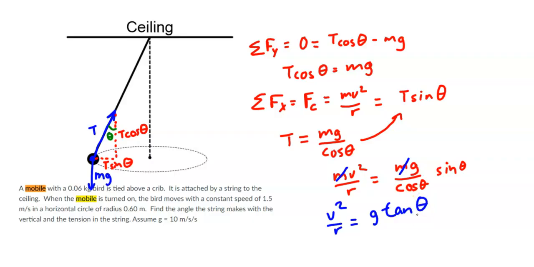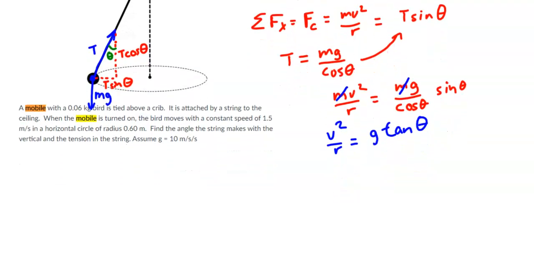And if I wanted to know the angle, I think I could actually solve that now because we know the speed, we know the radius, and we know g. So yes, that is what we want to happen here. So I'm going to move the g over to the other side. And once you get to this point, then you plug in your values here, take the inverse tangent, and you'll be able to come up with the angle.